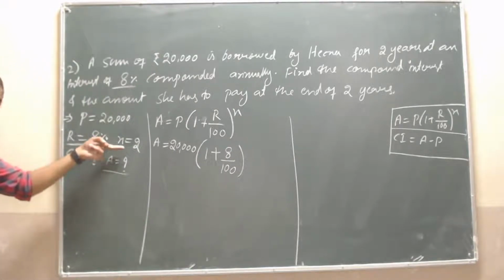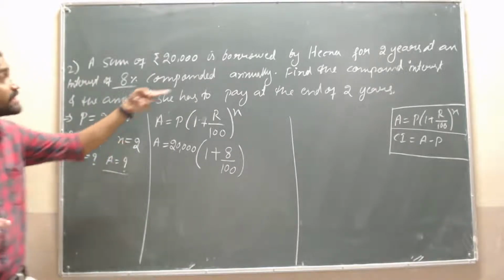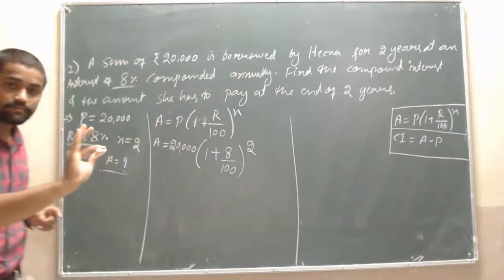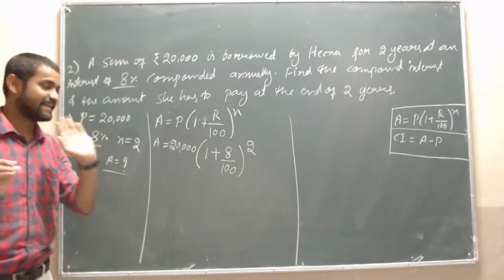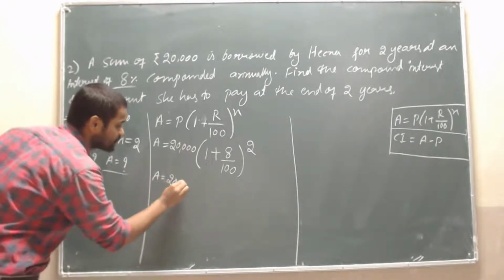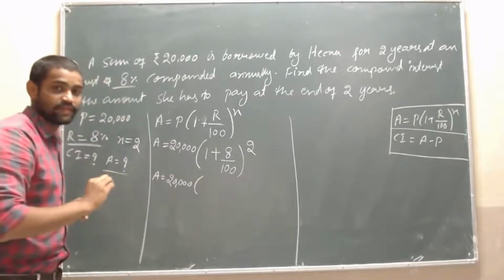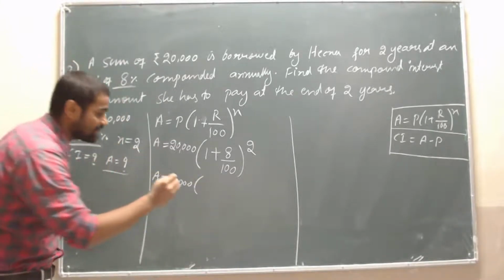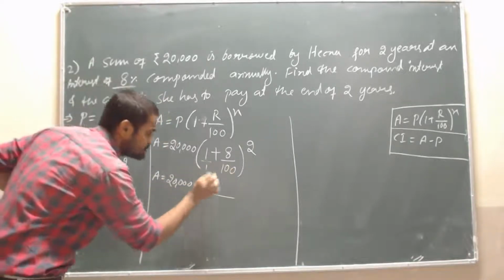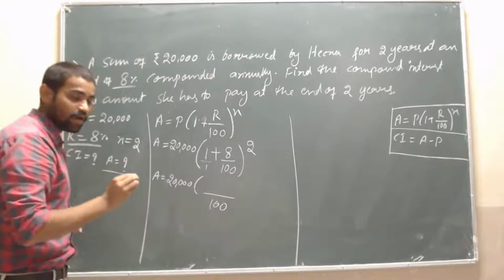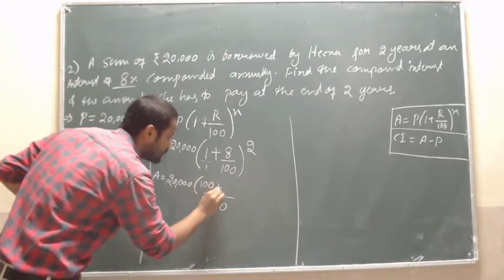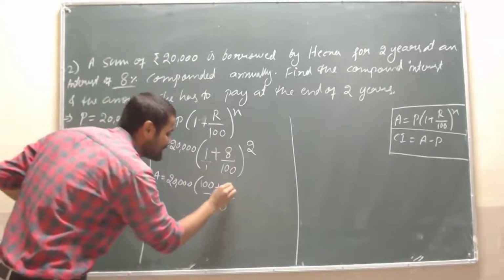What is the N? N is number of times. Sir, 2 years is given. That is N is equal to 2. Is the step clear, right, sir? Next step. 20,000 is 20,000 again. Here what we will do, sir, I will take LCM. LCM is 100, 100. Okay, cross multiply. 100 into 1, 100, plus is there, plus 1 into 8, 8 is there.